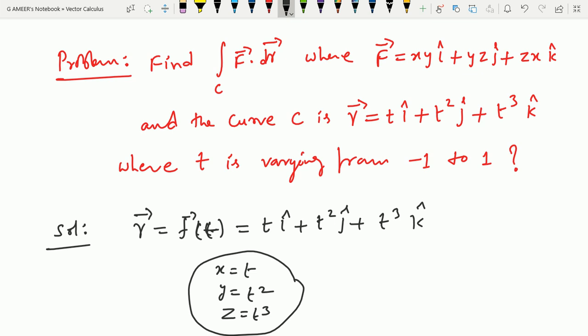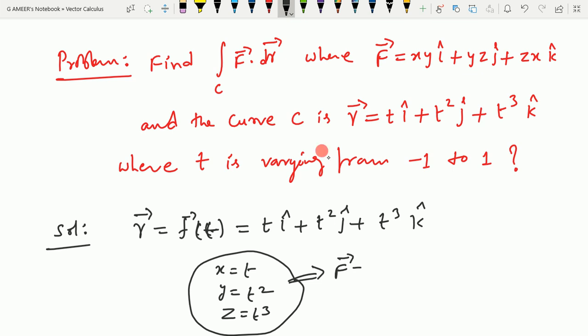Okay, so the curve is defined, and f is also given. So we need to calculate the integral of f dot dr by dt. Let's see how to do it. First, f will be converted into the parameter.